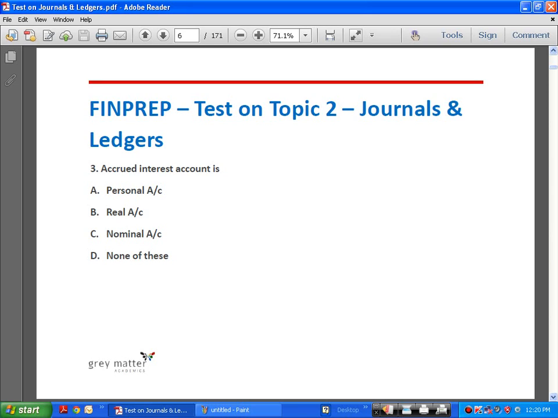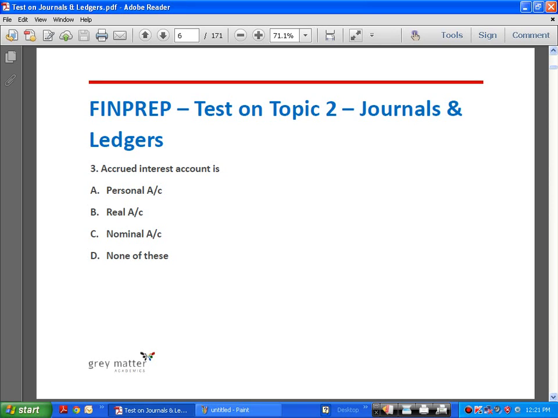Question number 3: accrued interest account is a personal account, real account, nominal account, none of these. See, by this time you must be aware that all accounts can be classified broadly into 3 categories as personal accounts, real accounts, and nominal accounts. Nominal accounts are accounts that record transactions relating to incomes and expenses. Real accounts are accounts that record transactions relating to our fixed assets and our intangible assets. And personal accounts are accounts that record transactions other than the transactions that are covered by real accounts and nominal accounts.